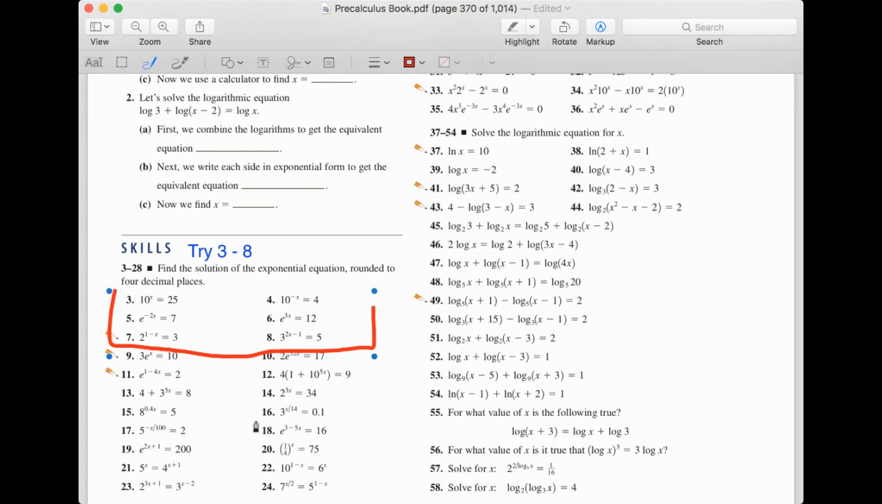Follow the steps, right? Put the ln on both sides. Move the exponent up front. Then solve for x.